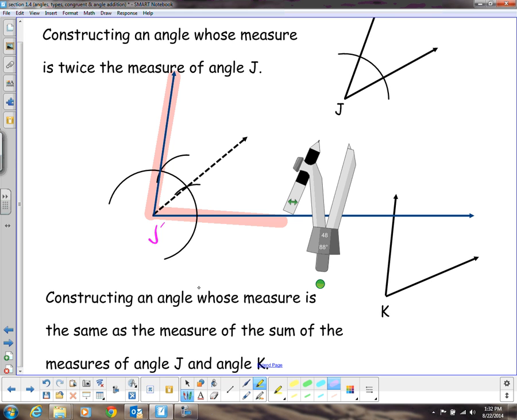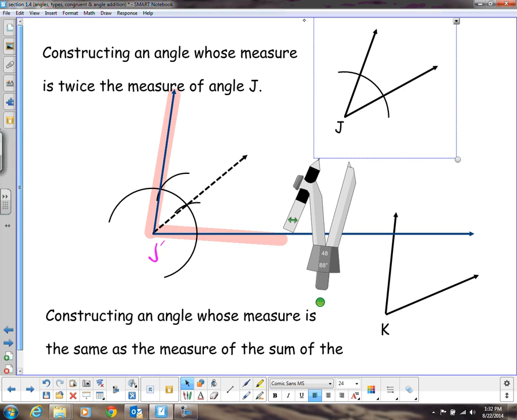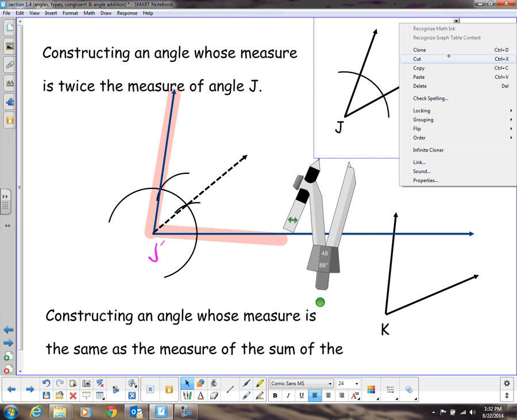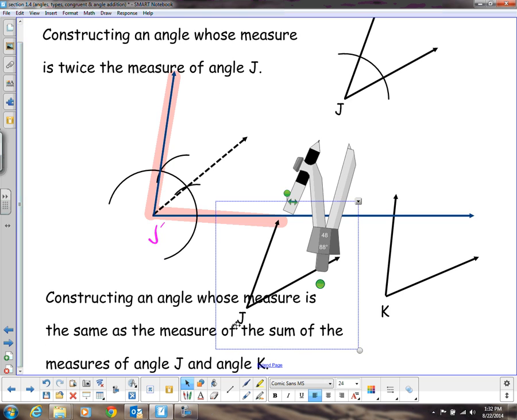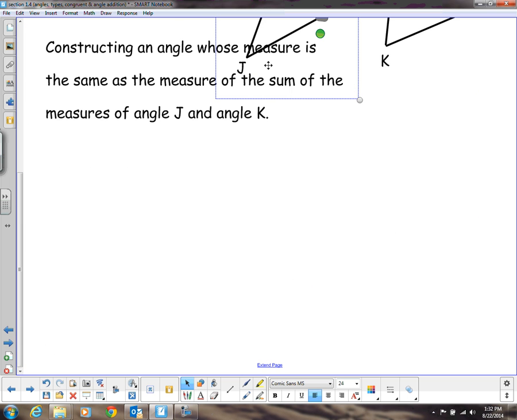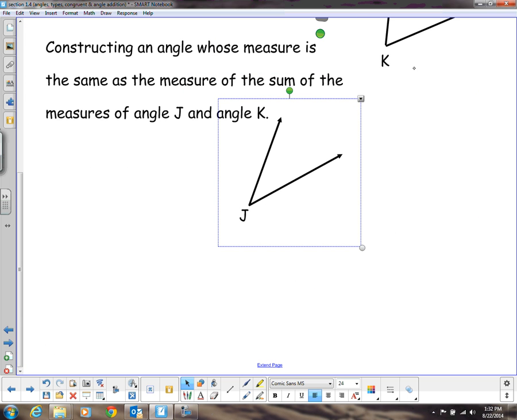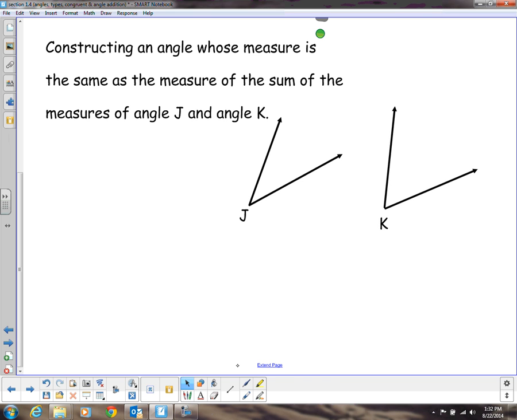So now we're going to construct an angle whose measure is the same as the measure of the sum of K and J. So what I'm going to do is get this angle where we can work with it. I'll make another copy and bring it down where we can work it. So now we're going to add 2 angles. And we basically just added 2 angles, but it was based on the same one. So I'm going to start with my ray.